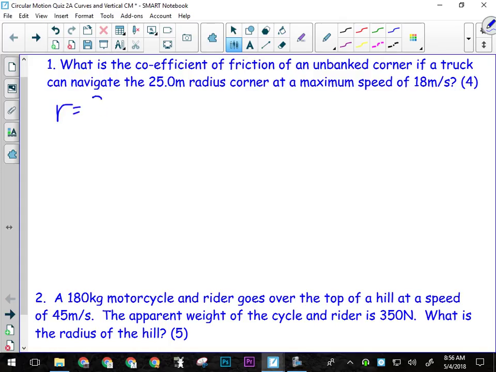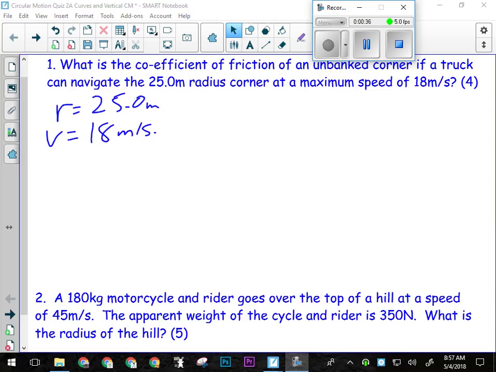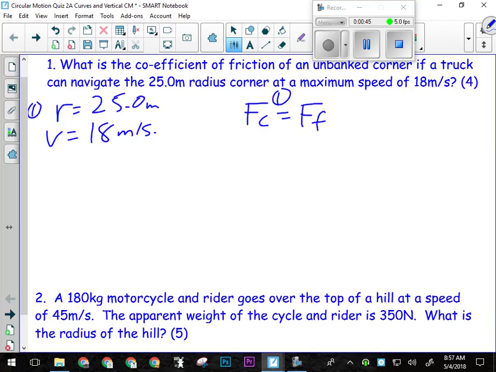We know the radius of the corner is 25.0 meters, and the maximum speed is 18 meters per second. So 1 mark there for their givens. That was all we were told. And then we have that for any unbanked corner, the centripetal force is provided by the force of friction. So either they wrote it that way or they wrote it this way.